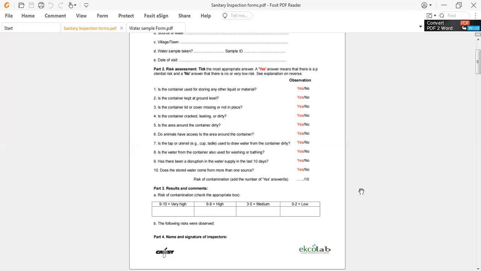Okay. We go to part 4. Part 4 talks of the name and signature of inspector. On this form, you should not forget that on the sampling ID, we use just the initials of the person carrying out the sampling. But down here, what we do is that you write the full name of the inspector carrying out the sampling, and the person needs to sign.